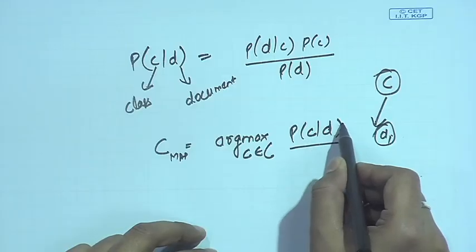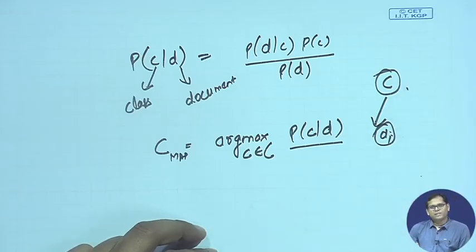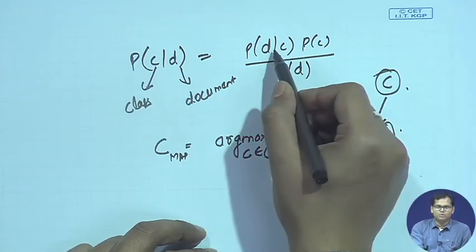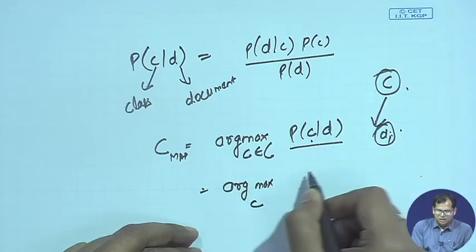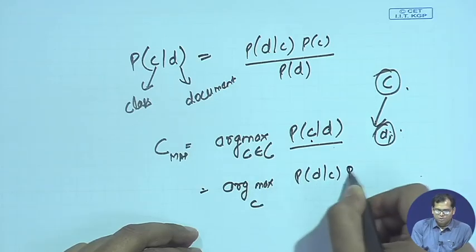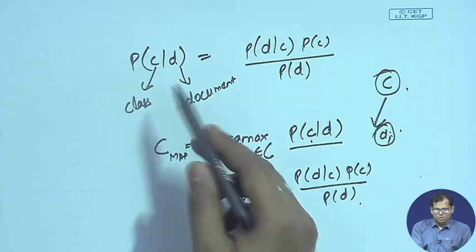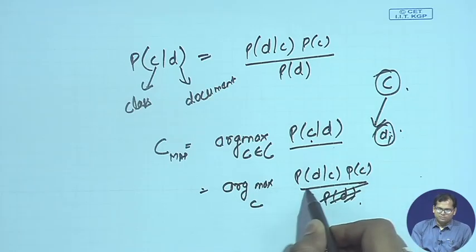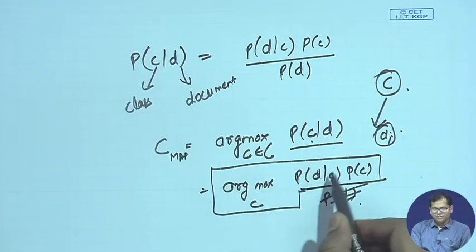So you cannot compute P(C|D) directly; you have to compute P(D|C). That is where the Bayes rule comes into the picture. I want to convert it into P(D|C), and I do that using the Bayes rule. So this becomes argmax over all classes of P(D|C) P(C) divided by P(D). And because P(D) is common for all the classes, since you know the given document, you can remove it.